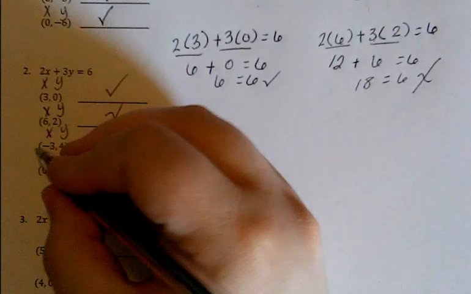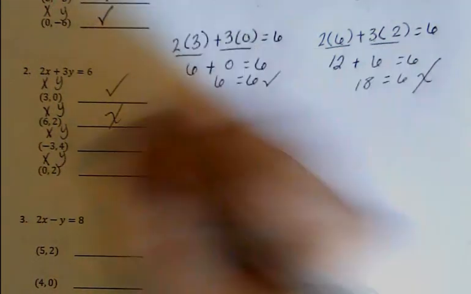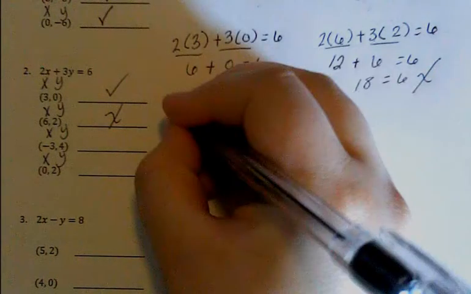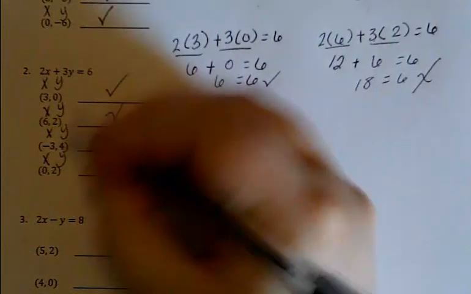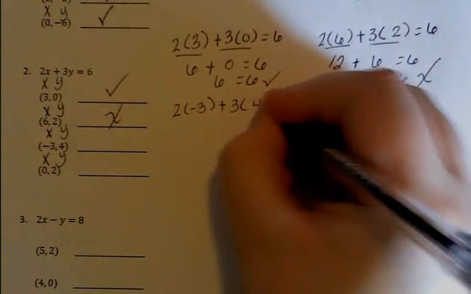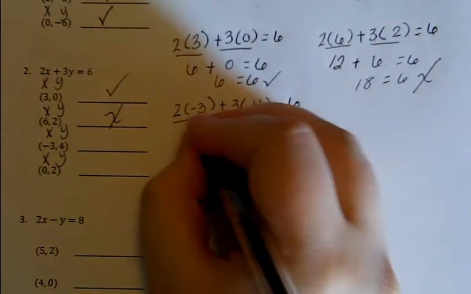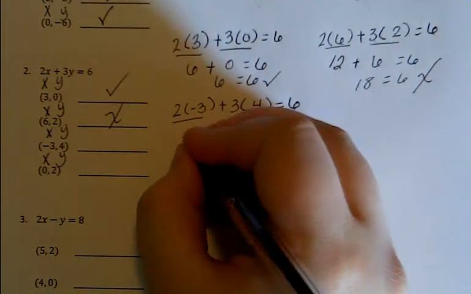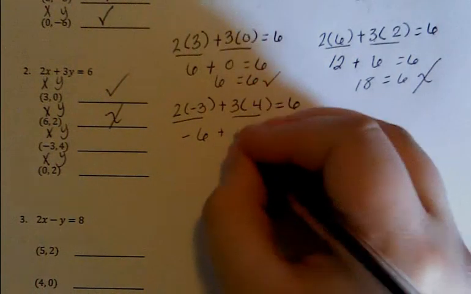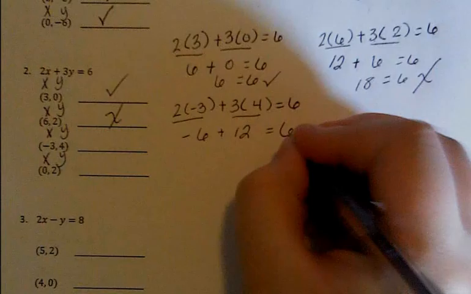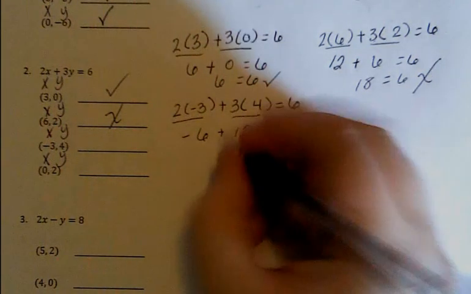Next, we've got negative 3 and 4. So I'm going to plug in a negative 3 for my x and a 4 for my y, and bring that 6 over. So we've got 2 times negative 3 is negative 6. 3 times 4 is 12. So negative 6 plus 12 is a positive 6.